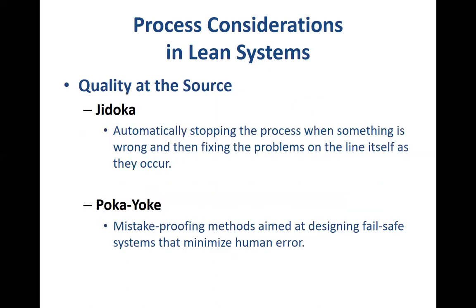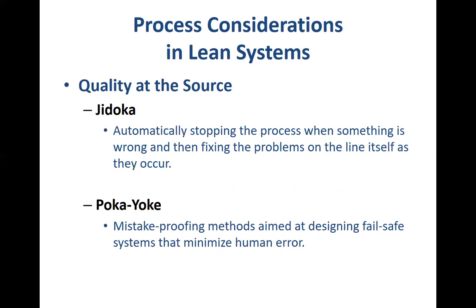The second process consideration is quality at the source. And the idea is that instead of inspecting the quality of a product after everything has been produced, ideally the quality should be ensured while the product is being manufactured. So the worker who is responsible for producing a product should also be responsible for the quality of that product.